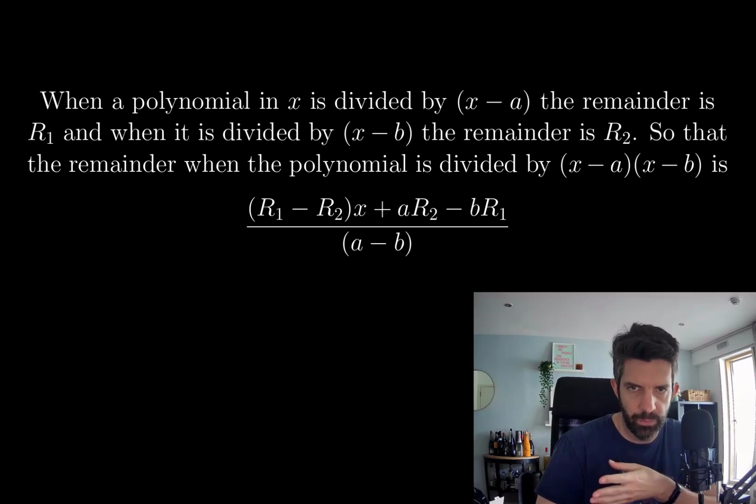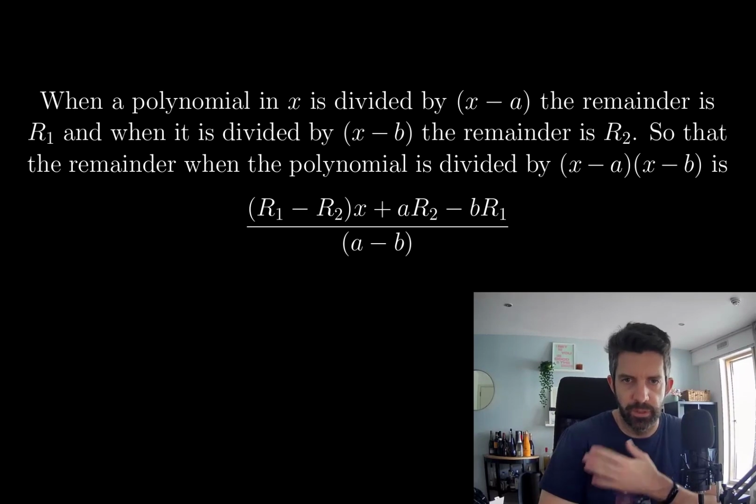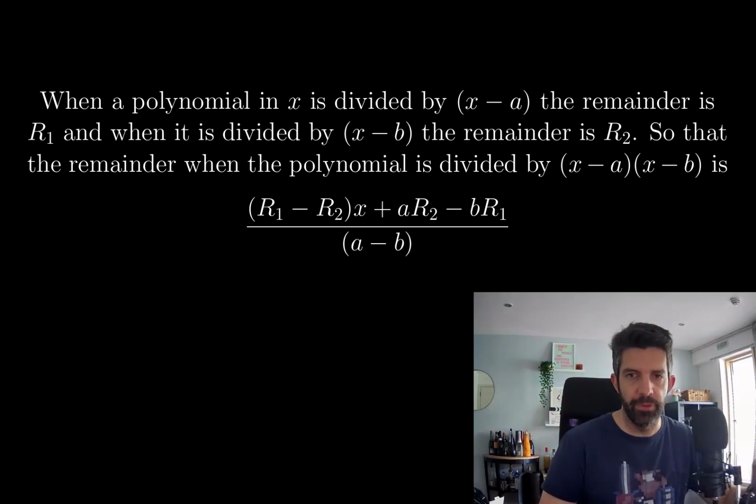Okay, I think it wants us to prove that this is the remainder when it's divided by this product. It doesn't actually say. Yeah, the wording of the question is, it's just a statement. There's no question, but I believe it's asking us to show that this is the remainder.